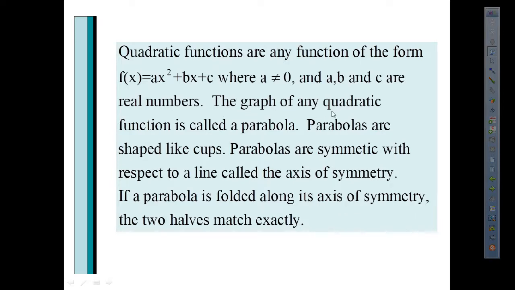The graph of any quadratic function is called a parabola, and parabolas are shaped like cups. Parabolas are symmetric with respect to a line called the axis of symmetry, and if a parabola is folded along its axis of symmetry, the two halves match exactly. All that stuff was stuff we just talked about, but we'll put it into words so you can actually write it all down.